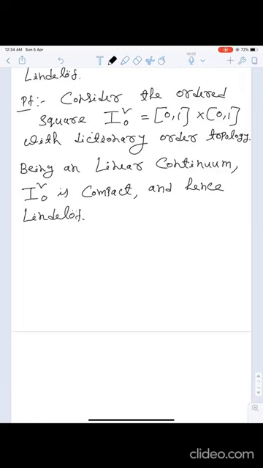We know that any compact set is Lindelof, because if you take any arbitrary open cover of the ordered square, since it is compact, it has a finite subcover which covers the ordered square, right? Since it has a finite subcover, it is also countable. So the ordered square, since it is compact, should be Lindelof. But we can construct one subspace of the ordered square which is not Lindelof.